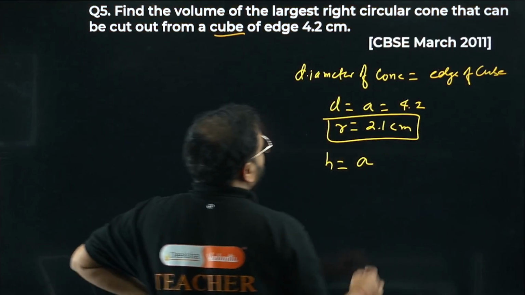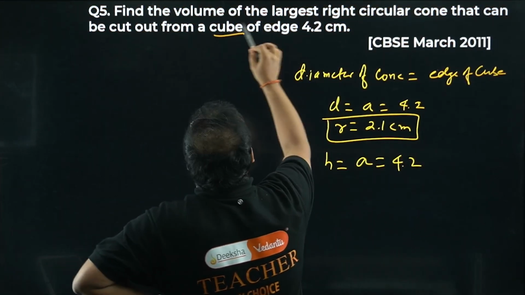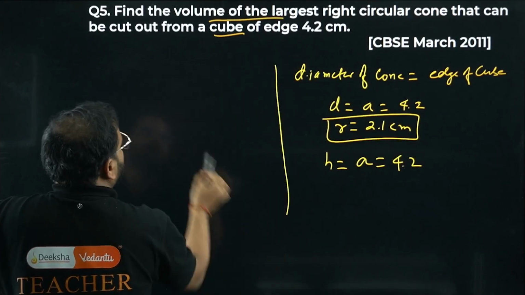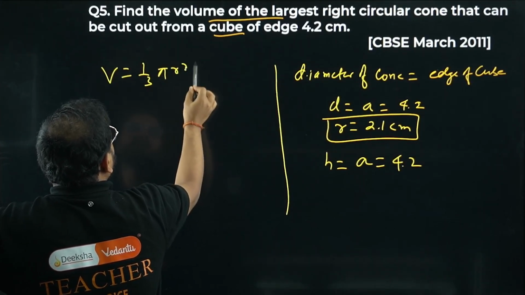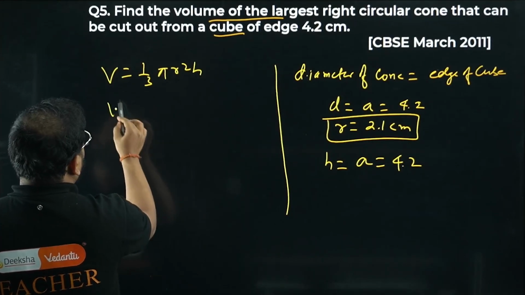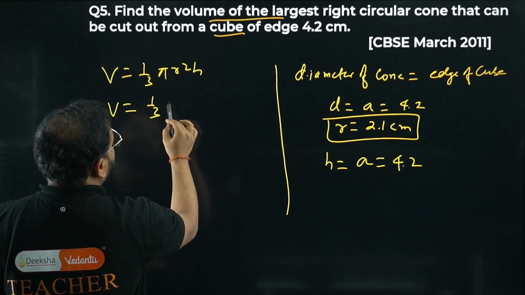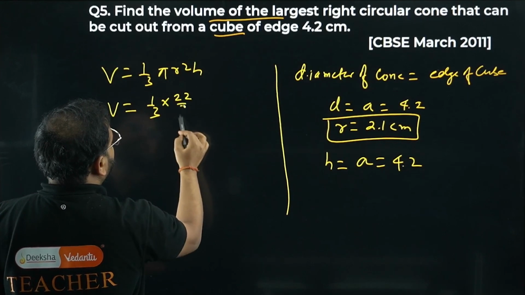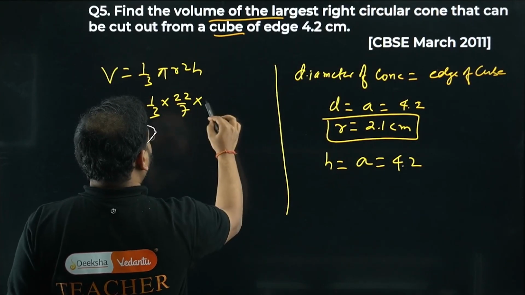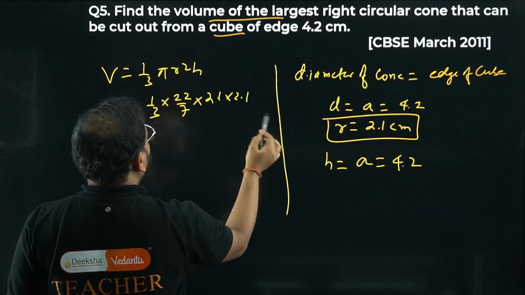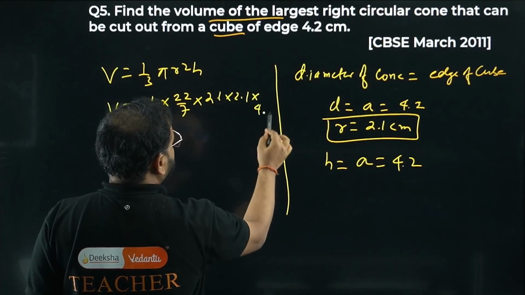Again, h equals A. How much is that, bacha? Simply 4.2. We're looking to maximize the volume again. V equals 1 by 3 pi r square h. So we're getting this V as, okay, please check here, 1 by 3 pi is 22 by 7. What is r, sir? r is simply 2.1, right? Yeah, so 2.1 times 2.1 into h, sir. How much is that, bacha? Simply 4.2.